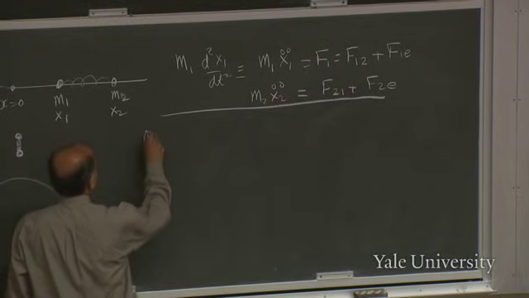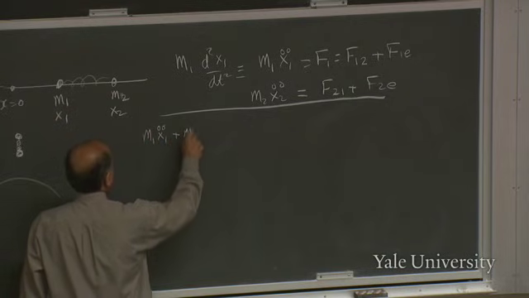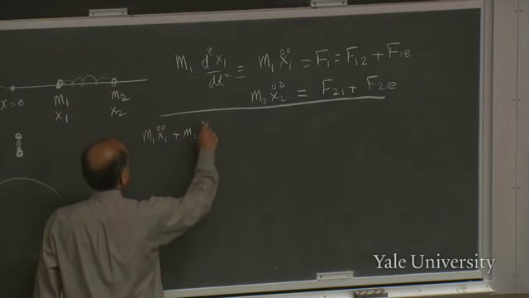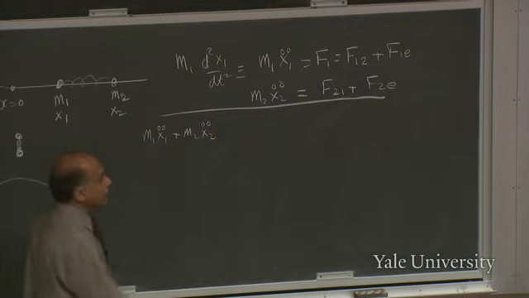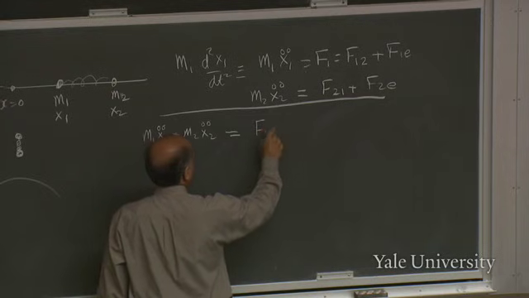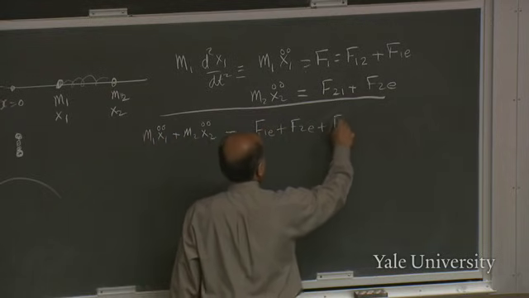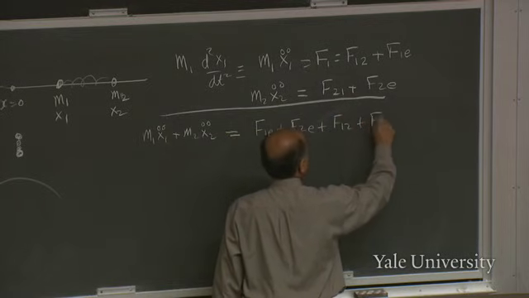Then I get m1 x1 double dot plus m2 x2 double dot. And that's going to be, I'm going to write it in a particular way, F1 external plus F2 external plus F12 plus F21.